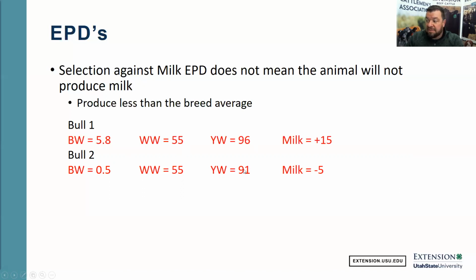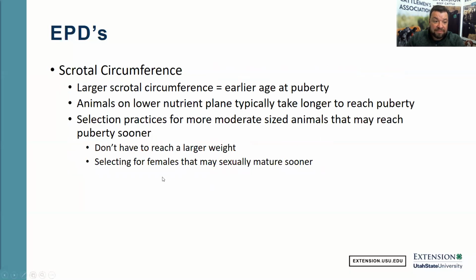It's going to be a little bit smaller when it comes to yearling weight or mature size correlation, but in terms of milk production, we can see this one's actually going to milk less than the breed average. Now, a negative milk EPD does not mean that animal will not milk. A low milking animal, compared to the breed average, will still raise a calf, will still produce milk, and obviously it has the same genetic potential as a higher milking animal at weaning.